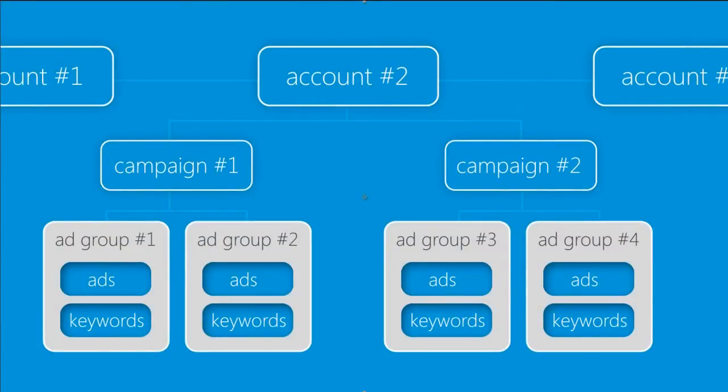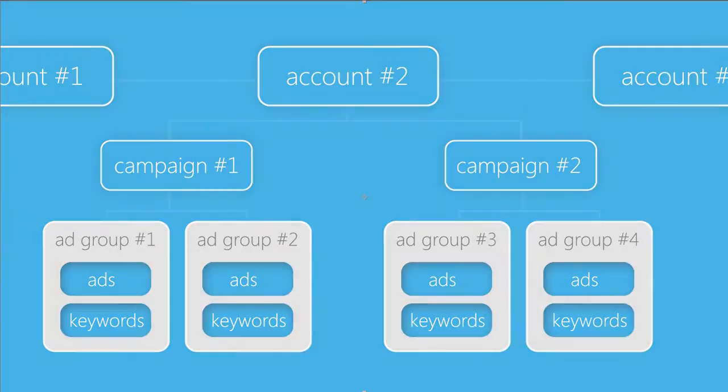First, a quick note about how campaigns are structured. A campaign is simply a container for related ad groups, which contain relevant ads and keywords. You can have multiple ad groups within each campaign, as well as multiple ads and keywords in each ad group. You'll learn more about the importance of this structure as you go through these videos.